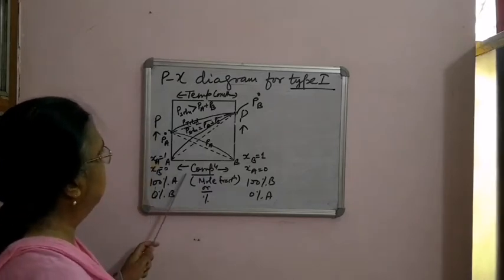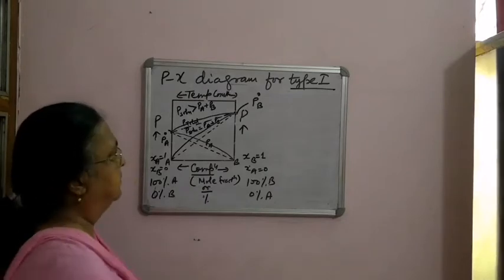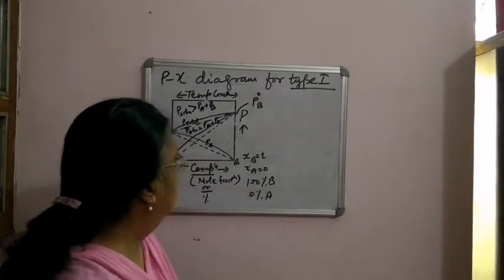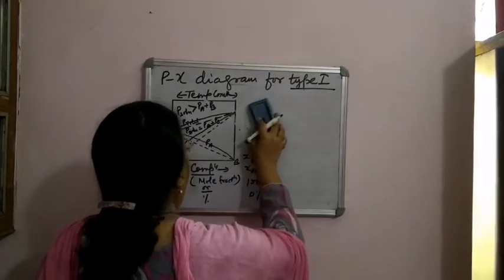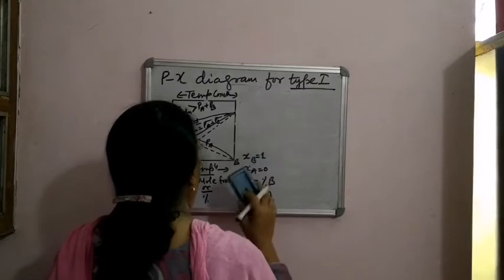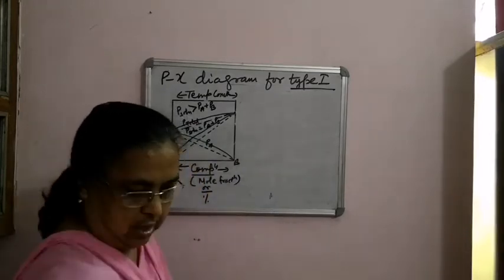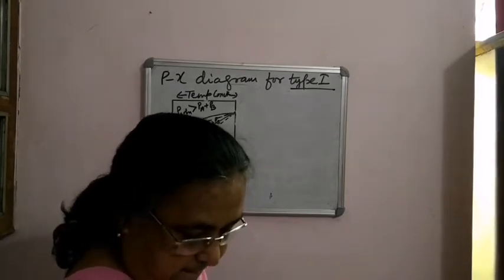And for the same, we will be drawing the TX diagram. So here I do the TX diagram for you. I rub it out. Here this is all, and another graph. Okay, I use another color.